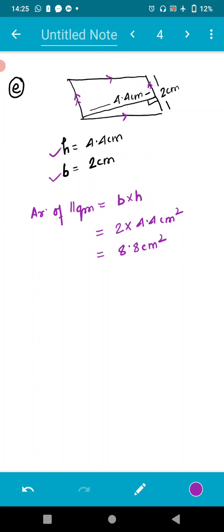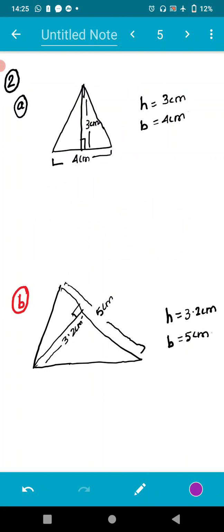Okay. Now let's move on to question number 2. Now we'll deal with triangles. So this is the figure of sum number A of question number 2. Height is given 3 centimeter and base is given 4 centimeter.